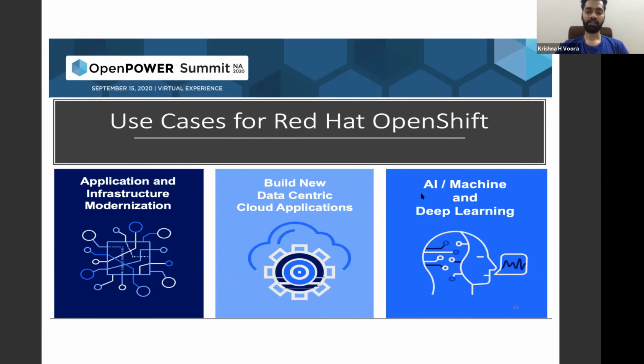There's a lot of traction around artificial intelligence, specifically machine learning and deep learning. Red Hat OpenShift provides us a plugin which allows the model to run directly on GPU boxes, on your GPUs directly. And then we have a tailor-made server specifically designed to run your AI models much faster. That is AC922. I'll spend some time on it in the next slide.